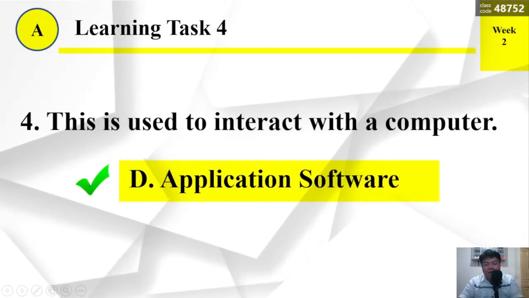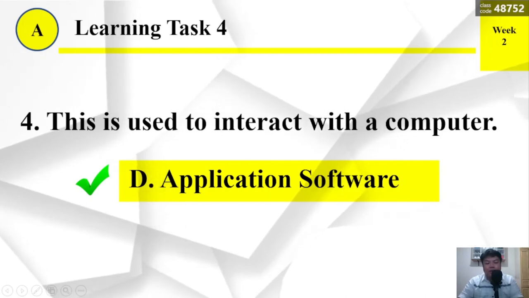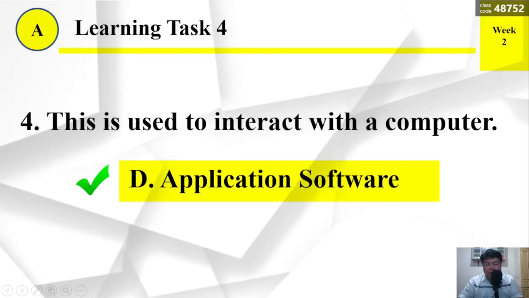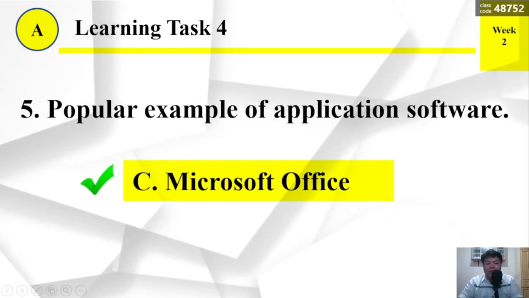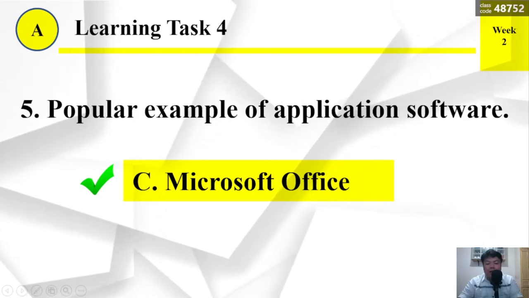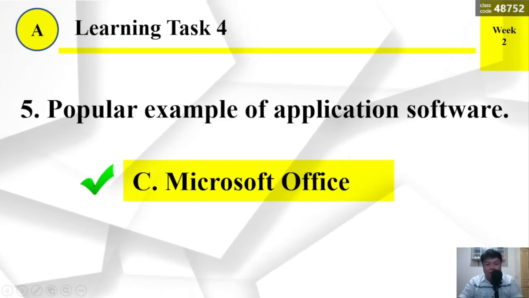Number 4, this is used to interact with a computer. The correct answer is D, application software. Number 5, popular example of application software. The correct answer is letter C, Microsoft Office.